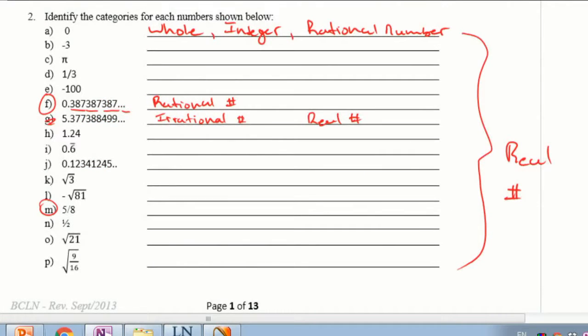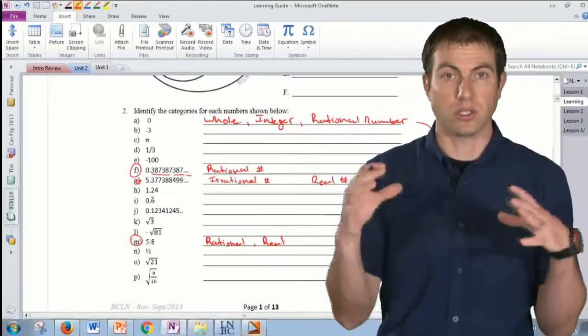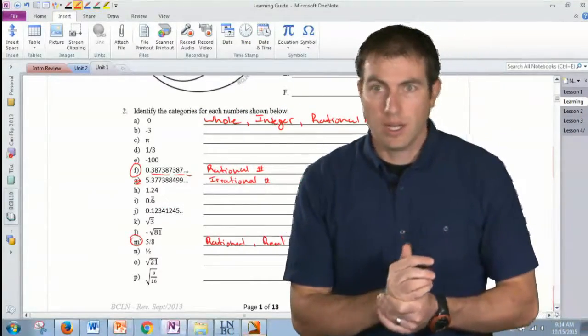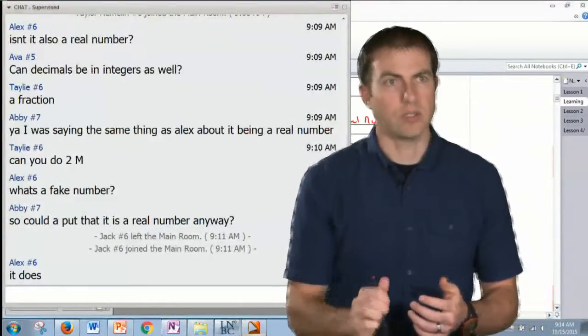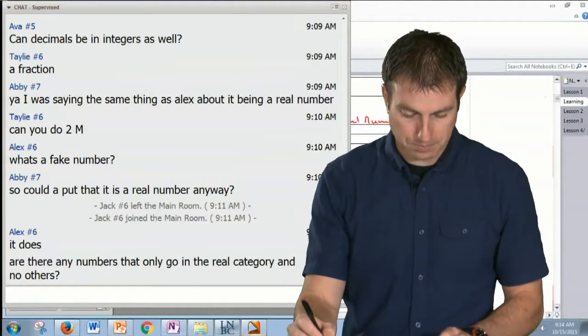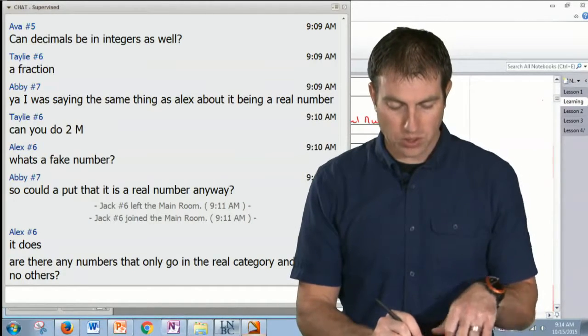So we would call it rational, and real if you wanted. But it's nothing other than those two things. So it doesn't fall into any of the smaller circles. You've got the big circle, but it's not in any of the inside ones. Hopefully that helps. Let's see if we have some other questions here I can get to. Isn't also a real number? We kind of dealt with that. Are there any numbers that only go in the real category and no others?